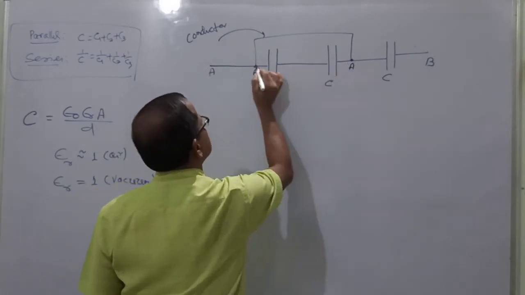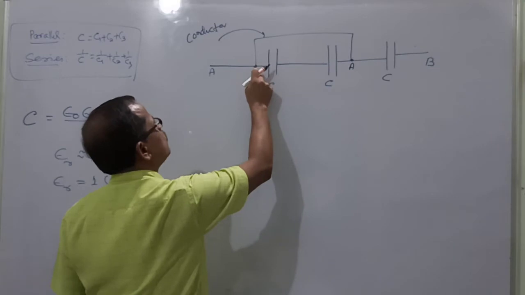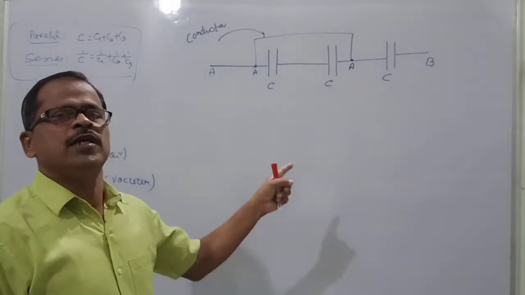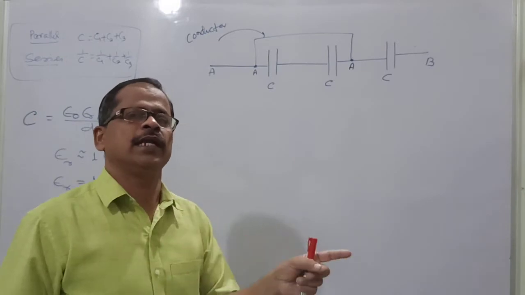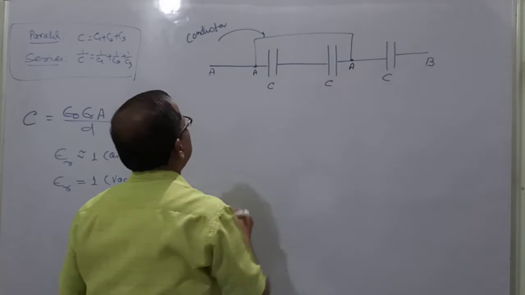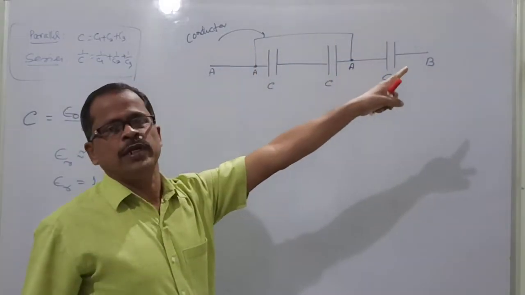That's why, if the potential of this point is 10 volt, then the potential of this point is also 10 volt. That's why let us give them a single name A, not A, B, C, only A. Then another point is B. My question is: find the net capacitance between the points A and B.